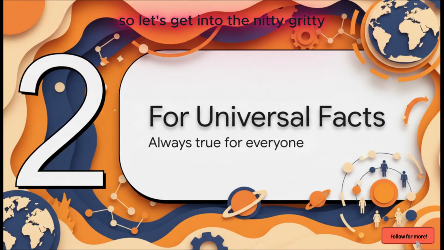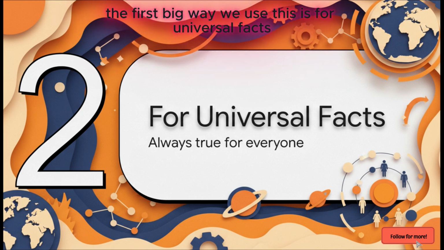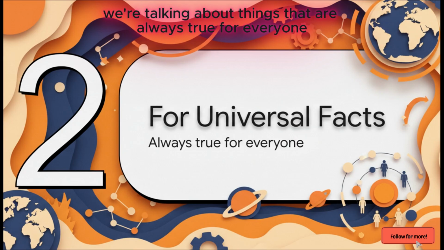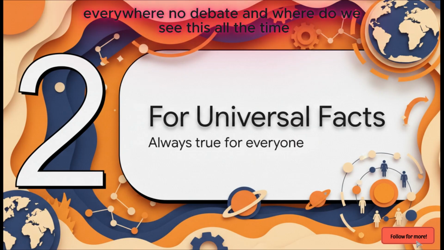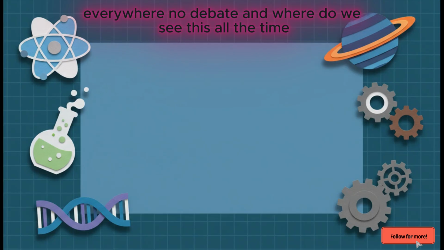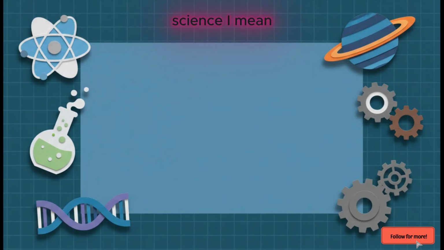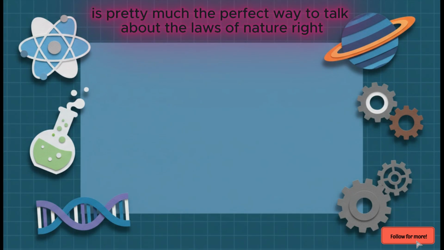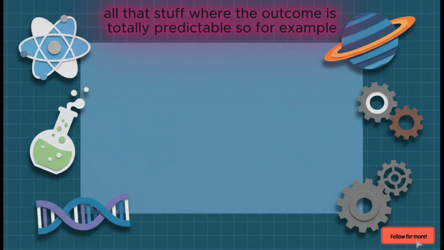Okay, so let's get into the nitty-gritty. The first big way we use this is for universal facts. We're talking about things that are always true, for everyone, everywhere, no debate. And where do we see this all the time? Science! I mean, the zero conditional is pretty much the perfect way to talk about the laws of nature, right? Physics, chemistry, all that stuff where the outcome is totally predictable.